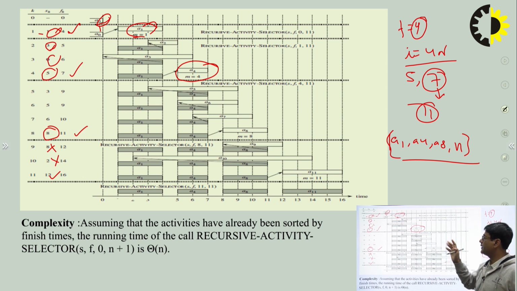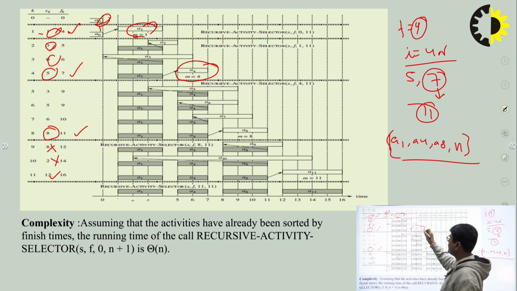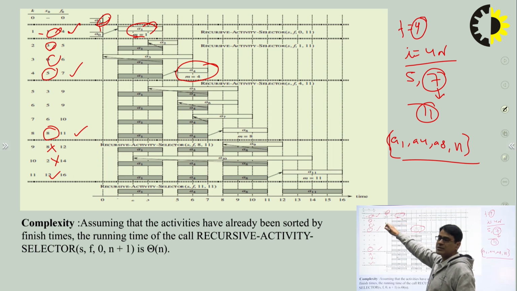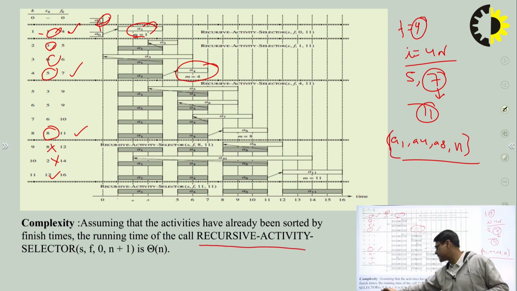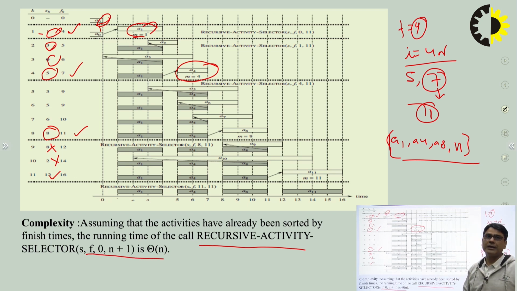So you will get the best choice at every moment. Initially A1 is the best choice at that moment. Next step, out of 2, 3, 4, the 4 is the best choice. Next step, out of 5, 6, 7, 8 is the best choice. And for the next step, out of 9, 10, 11, the 11 is the best choice. That is assuming the activities are already sorted by finish time. The running time of recursive activity selector is basically theta of n because each item is executed one time. So it is the activity selection problem.